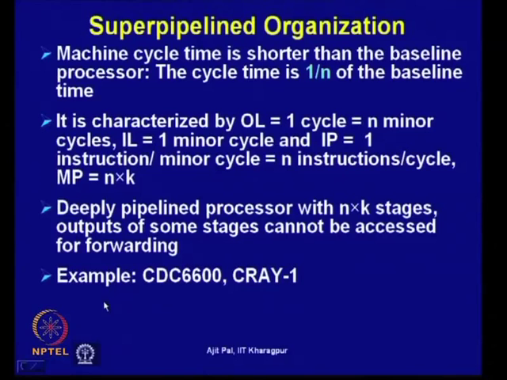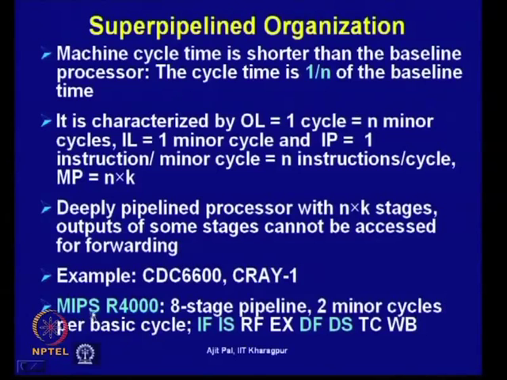Some superpipeline processors have been designed. One is the CDC 6600. Cray 1 was also superpipelined, and MIPS R4000 is also a superpipeline processor, which has an 8-stage pipeline with 2 minor cycles per basic cycle. So it has instruction fetch first, that is the first stage, and instruction fetch second. IS stands for instruction fetch second. So you can see instruction fetch is now divided into 2 stages.